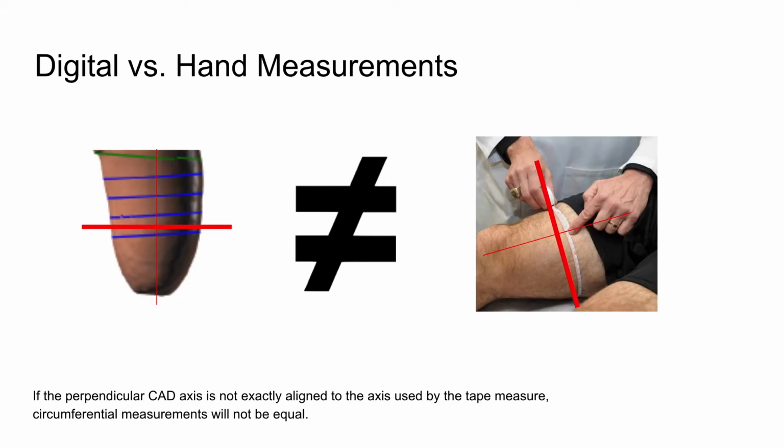During testing, we found significant sources of error when comparing digital to hand measurements, specifically for circumferential measurements. This is because if the perpendicular CAD axis is not exactly aligned to the axis used by the tape measure, circumferential measurements will not be equal between the two.